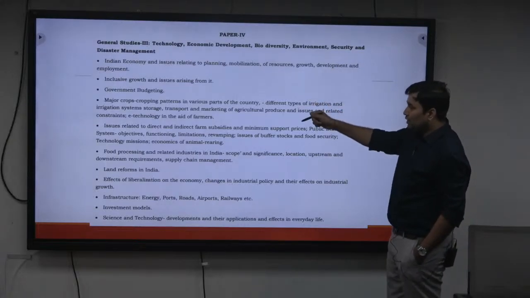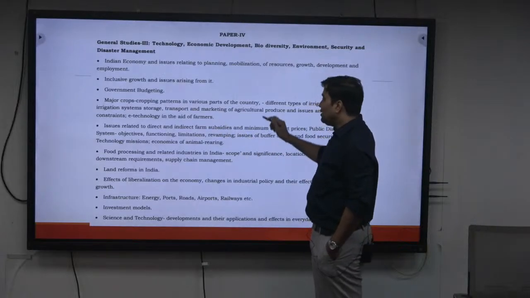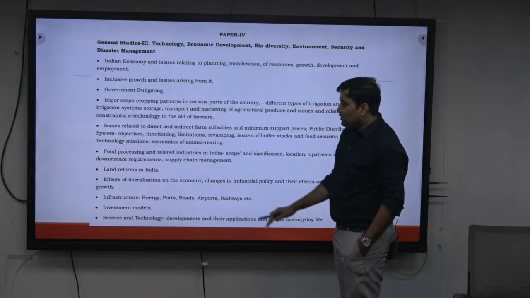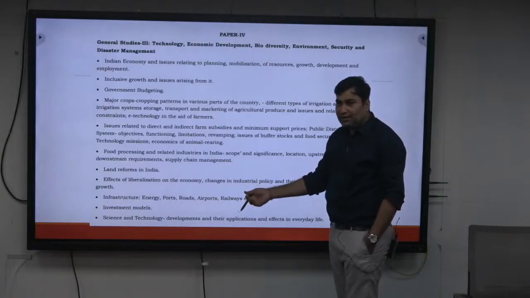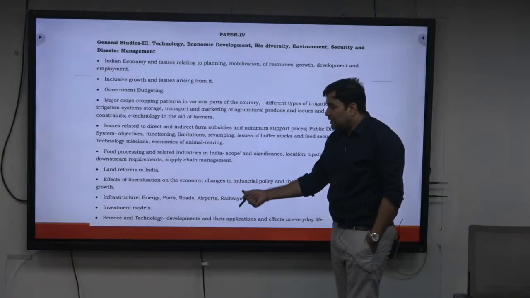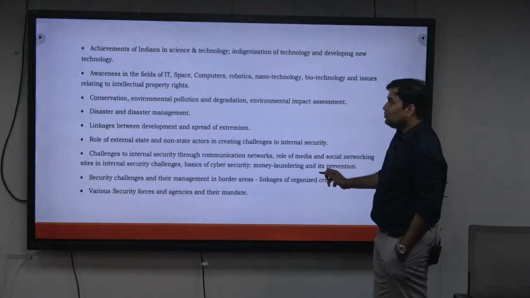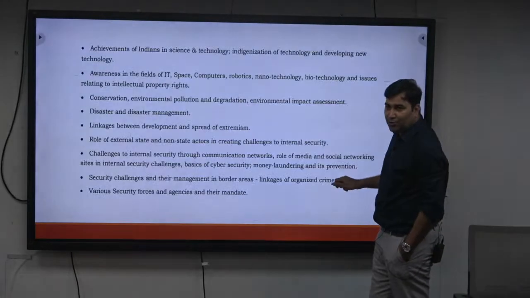Inclusive growth, arising issues, then this is the whole of agriculture, major cropping pattern, this is all agriculture. When you consider land reforms, it is a geographical direct part in agriculture. Liberalization, infrastructure, energy, ports. Getting the idea? And in GS2 also, it is completely related. I hope you're getting the idea.